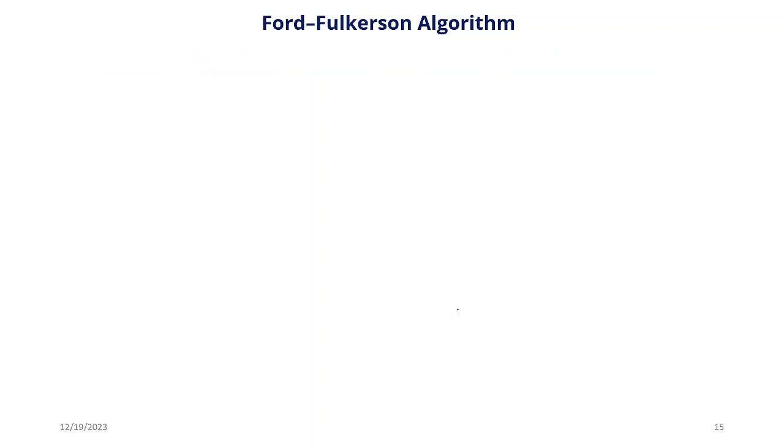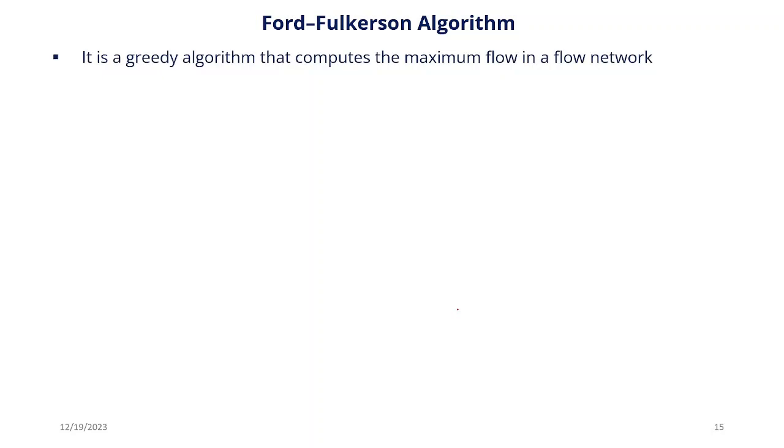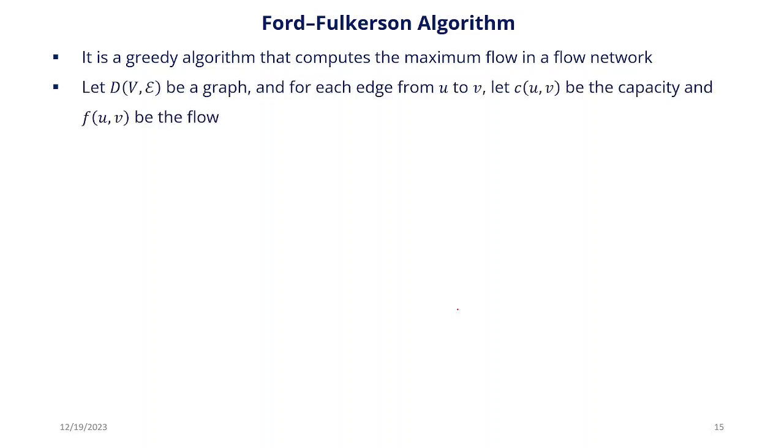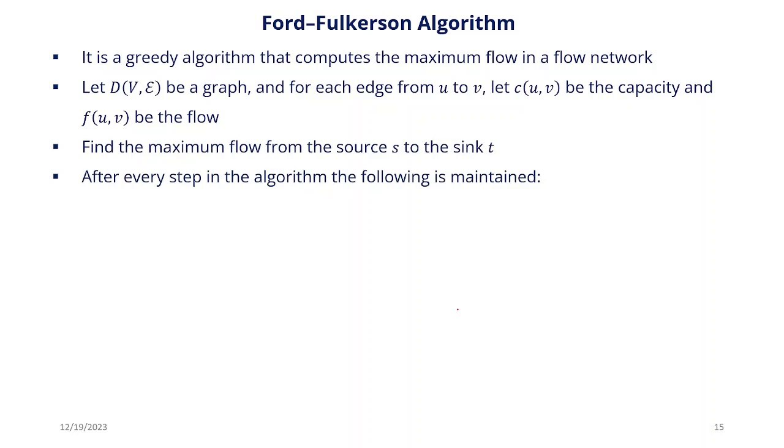So before we go, we'll consider an algorithm. It is called the Ford-Fulkerson algorithm. It is a greedy algorithm that computes the maximum flow in a flow network. Let D = (V, E) be a graph, and for each edge from U to V, let C[U][V] be the capacity and F[U][V] be the flow. Find the maximum flow from the source S to the sink T.